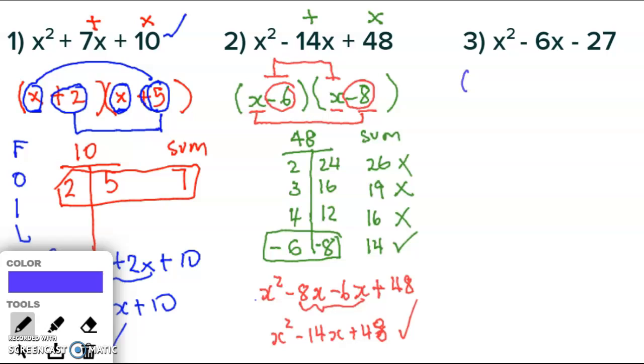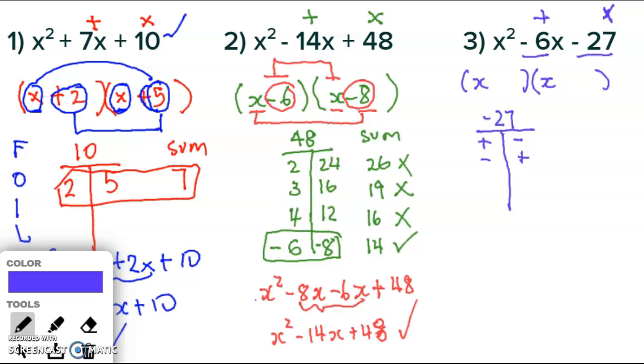Okay, number 3. Again, I start by putting my parentheses and putting my x's, because the only way I can get x squared is by putting the x times x here. And now I am looking for the sum to be negative 6 and the product to be negative 27. That means one has to be positive and one has to be negative. I don't know which one, so it's going to be either positive and negative or negative and positive. Those are my options.